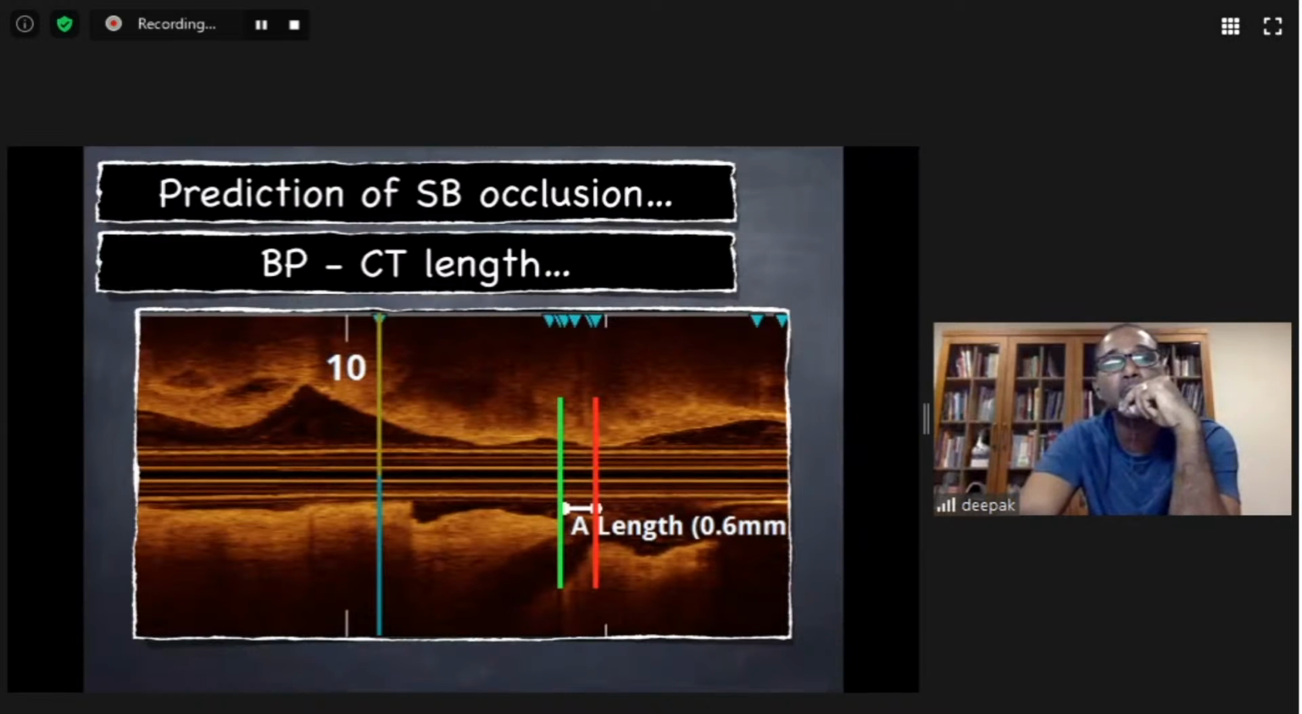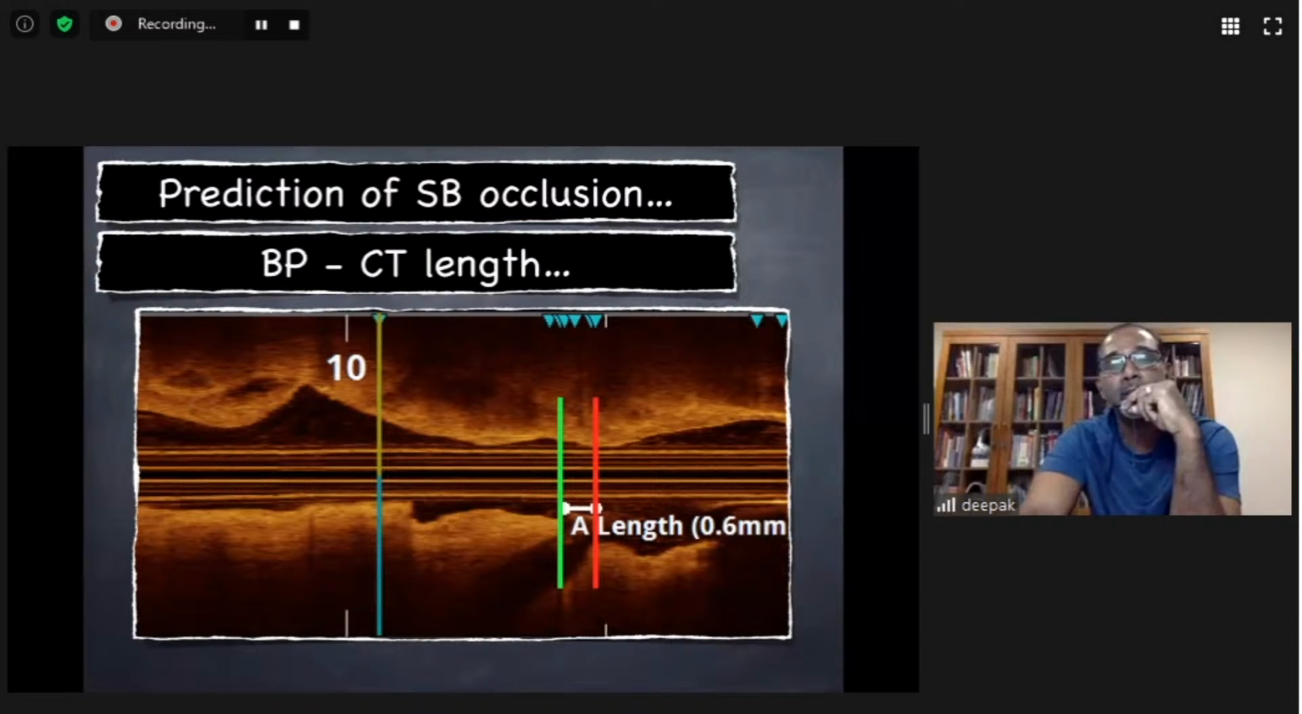And the third important point is the BPCT length, the branching point, which is denoted by the red line over here, to the carina tip, that is denoted by the green line. So the distance from the branching point to the carina tip would give you an idea.